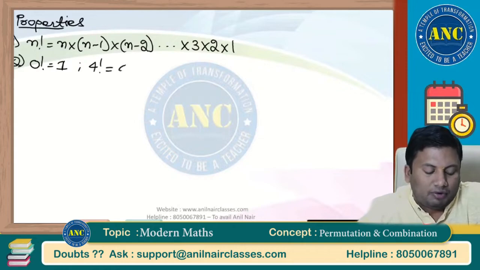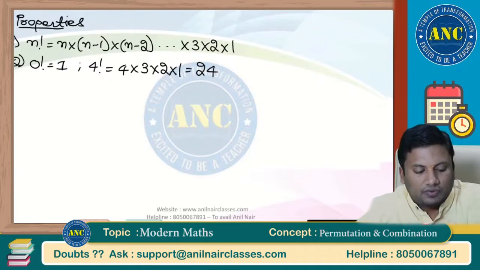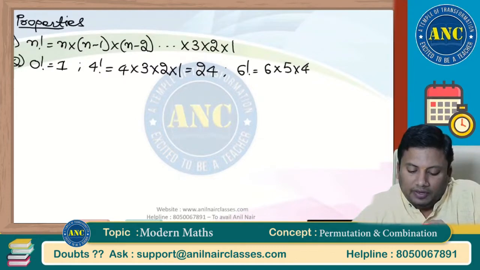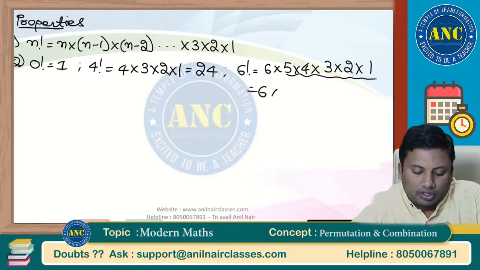If I want 4 factorial, which is 4 into 3 into 2 into 1, that is nothing but 24. If I want 6 factorial, it is nothing but 6 into 5 into 4 into 3 into 2 into 1. And 5 into 4 into 3 into 2 into 1 is called 5 factorial.